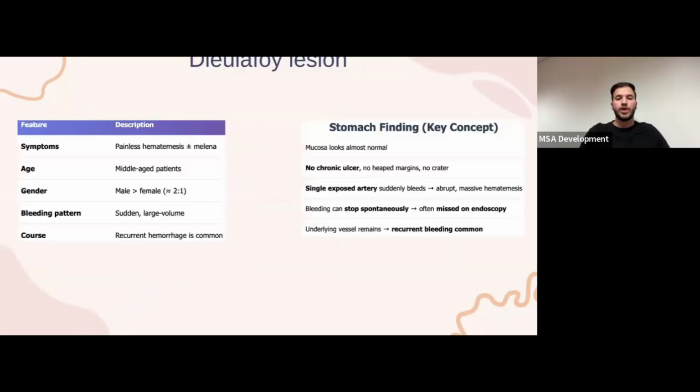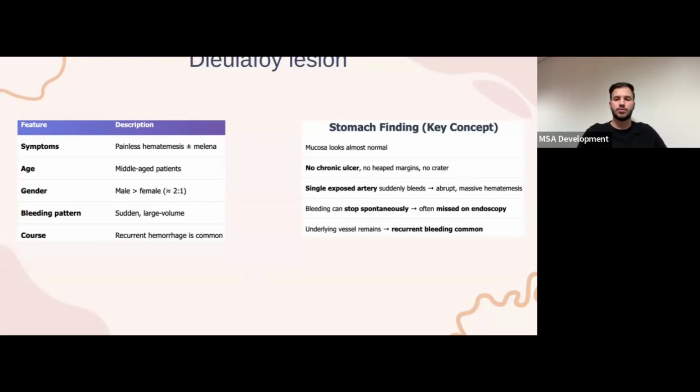Now, for the Dieulafoy lesion, the symptoms are painless hematemesis with melena. Age, it's middle-aged patients. Gender, it occurs more in the males than the females. Bleeding pattern, it's sudden. And the course, recurrent hemorrhage can occur. Now, what do you find in the stomach? The mucosa will look normal. We don't have any chronic ulcer. We have only a single exposed artery that suddenly bleeds and stops suddenly, yani.